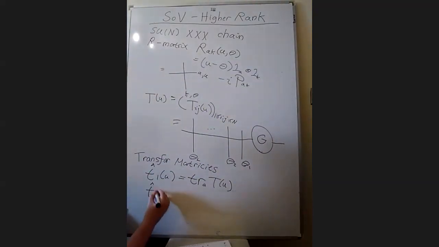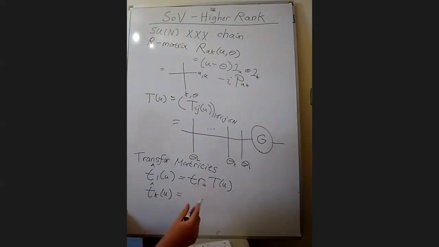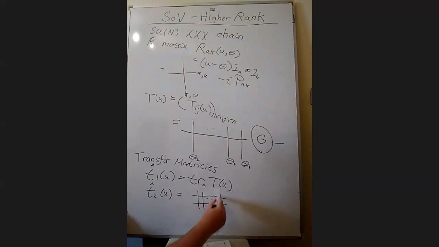So TK of U, which is just constructed by taking traces over anti-symmetric products of this G. So graphically, it's kind of nice to represent it like this. If I look at, for example, T2, then I have two monodromies with the same physical spaces, a twist each, and then I anti-symmetrize over the auxiliary spaces. Okay, and then take the trace.